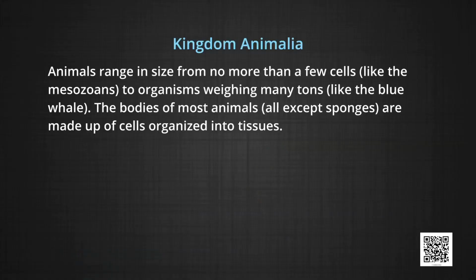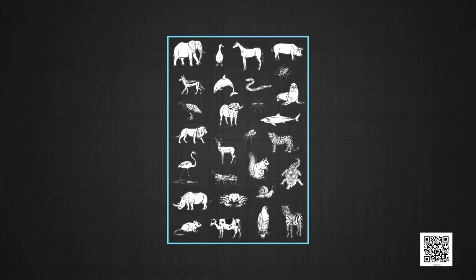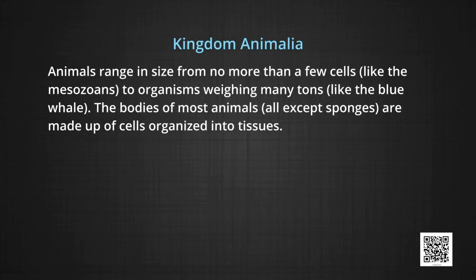Nutrition in animals is heterotrophic, or some forms are parasitic in nature like tapeworm and roundworms. Most animals inhabit the seas, with fewer in fresh water and even fewer on land. Animal cells are held together by structural proteins such as collagen. Animals range in size from a few cells like the mesozoans to organisms weighing many tons like the blue whale. The bodies of most animals, all except sponges, are made up of cells organized into tissues.